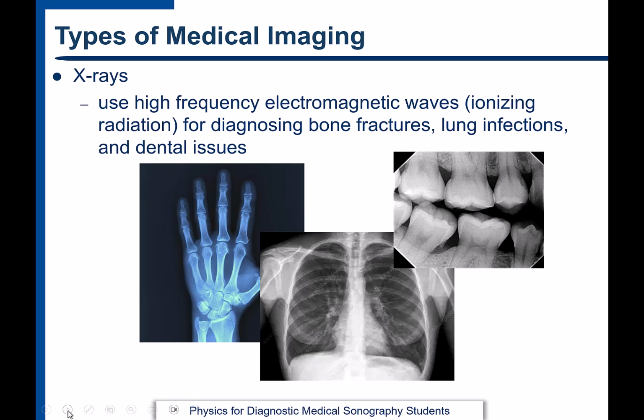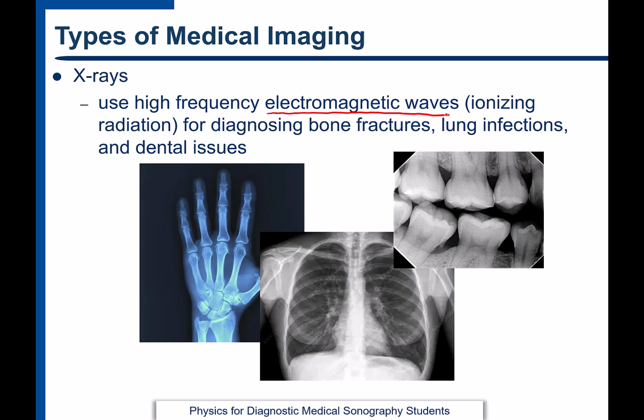Let's start out by talking about X-rays. This is probably the medical imaging that we're all most directly familiar with, because most of us have had an X-ray at some point in our lives, whether it's at the dentist or if you've ever broken a bone. The key thing about X-rays is they use high-frequency electromagnetic waves. One of the things we're going to have to understand in this course is what electromagnetic waves are. We want to understand all of the physics behind these imaging technologies.